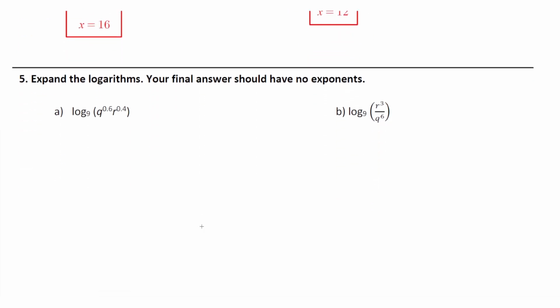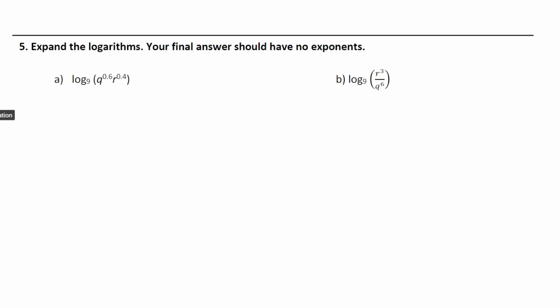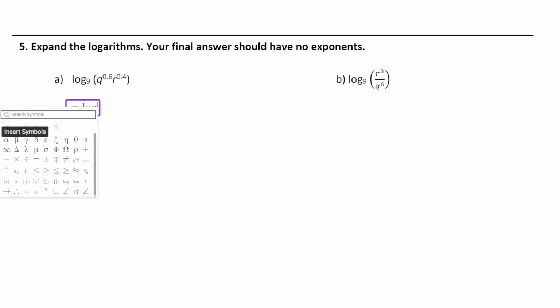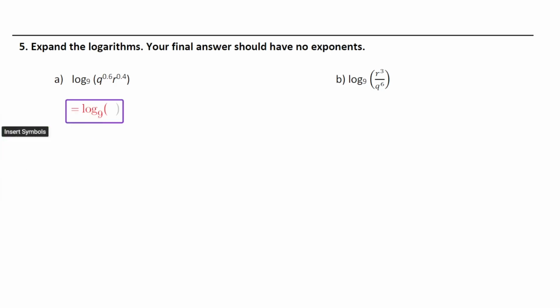Number 5, here we are just rewriting these expressions using those properties we talked about. So we're just trying to expand these. We're going to try to write this as a sum or difference of multiple logarithms, where each logarithm only has a single factor inside of it. So I'm going to take 2 steps to work this one out. Log base 9 of, now we've got 2 factors being multiplied here, right? Q to the 0.6 and R to the 0.4.